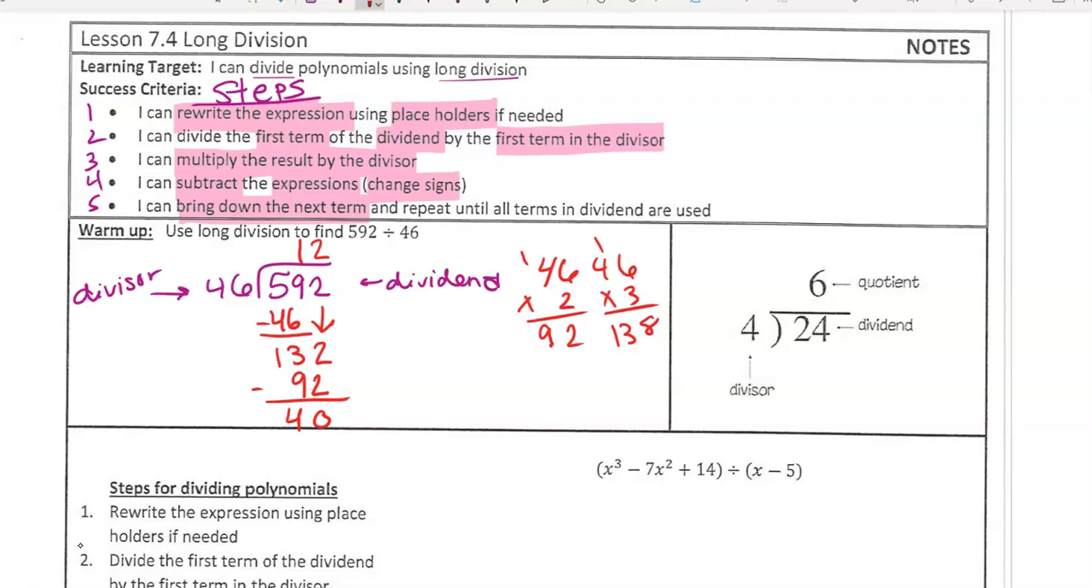So we can write this as a fraction and say that 46 goes into 592 12 and 40 over 46 times. So 40 over 46 is going to be our remainder if we write it as a fraction. We can simplify that. 40 over 46, both numbers are divisible by 2. Simplify that fraction to be 20 over 23. So our final answer here is 12 and 20 over 23.